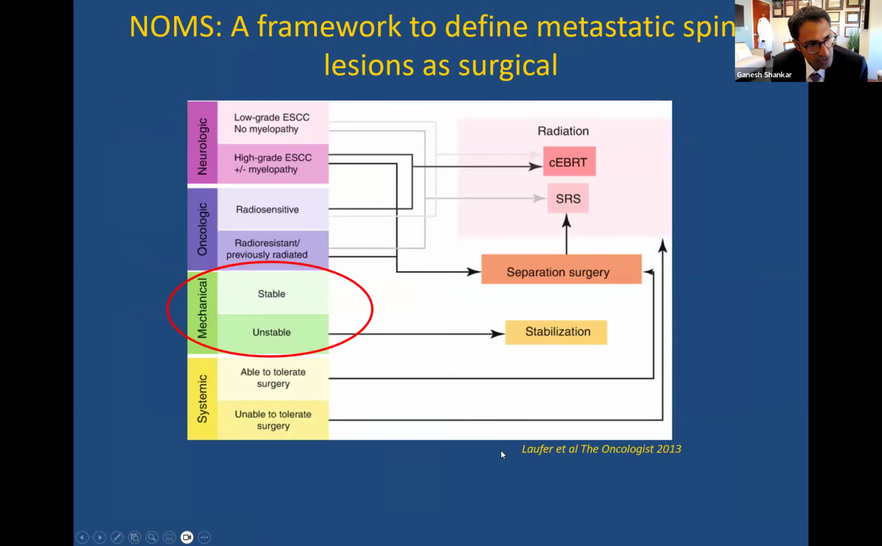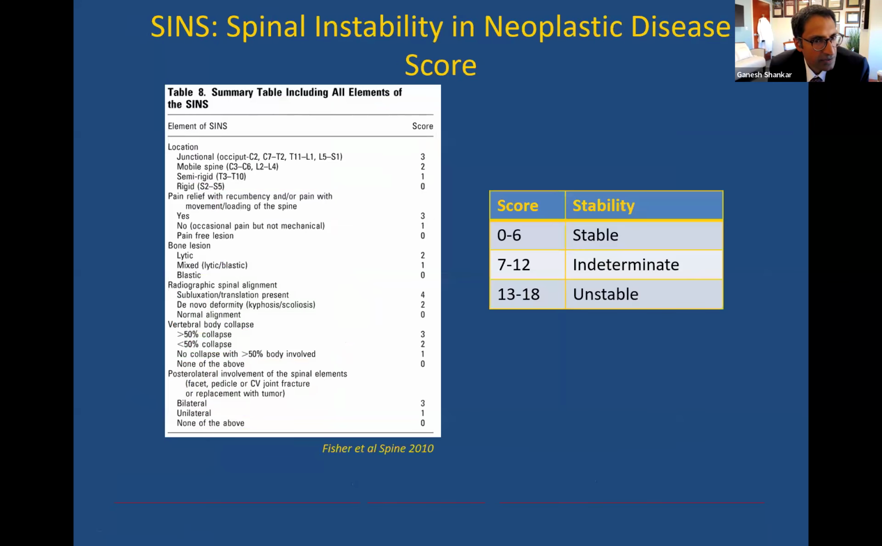And so then the question is, well, what kind of surgery do we tailor, and who should get surgery based on the mechanical findings on the imaging studies? And this really comes back to how is spinal instability classified? And so the SINS scoring system takes into account various variables of the imaging features of location, whether it's at a junctional zone, whether there's pain that's activity dependent, if the bone lesion is lytic or blastic, whether there's some form of malalignment, whether there's vertebral body collapse, and whether the disease involves the posterior elements.